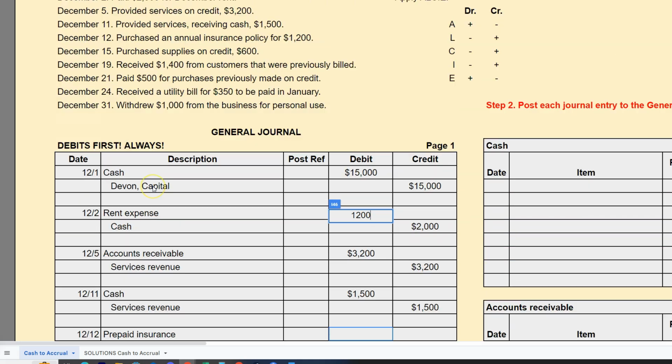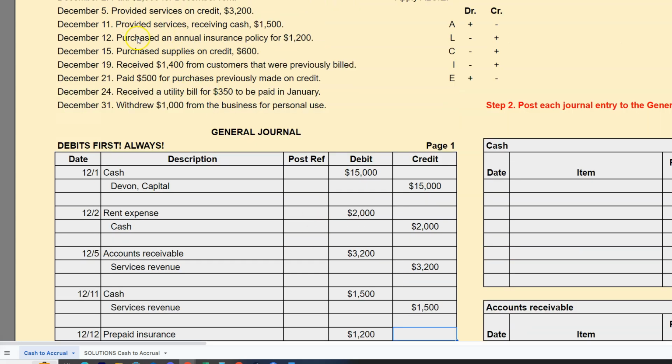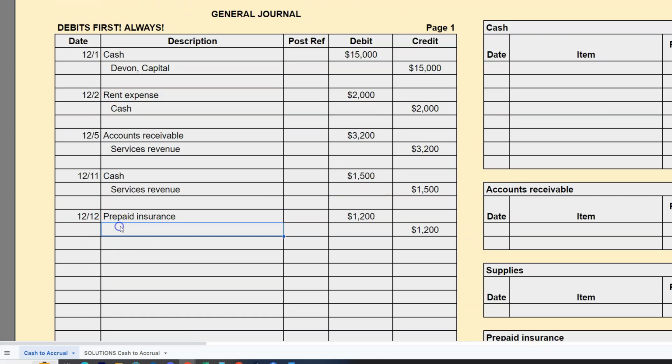I believe it was $1,200. Yes, $1,200. Okay. So the other side of that, prepaid insurance, we purchased it for $1,200 and we paid it. So cash is our other account. It is going down. It's an asset. So how do we make an asset go down? Credit. So we will credit cash.